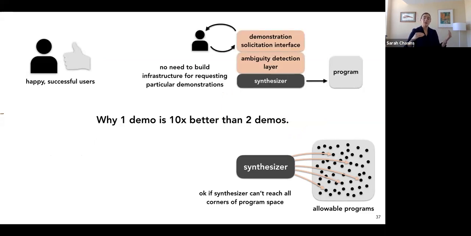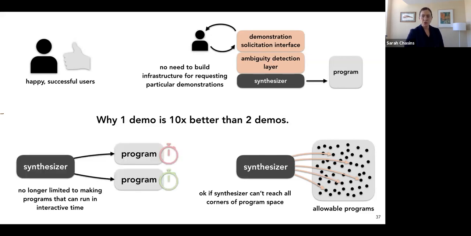We also suddenly need much less supporting infrastructure. We don't need the ambiguity detection layer. We don't need the interface that's going to solicit the disambiguating demonstrations. It also changes the class of programs that we can tackle. All of a sudden we can tackle long-running programs or programs that produce really large outputs, because we're not demanding that the user actually read all of the output in order to do their debugging. Instead, it's okay if they're actually looking at the program itself to do their debugging.